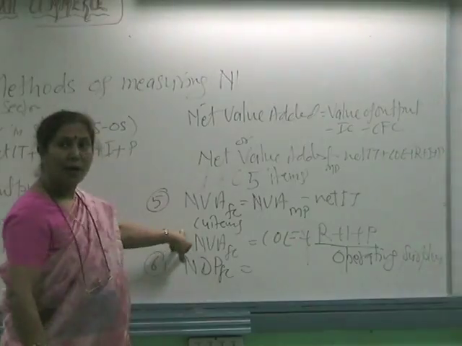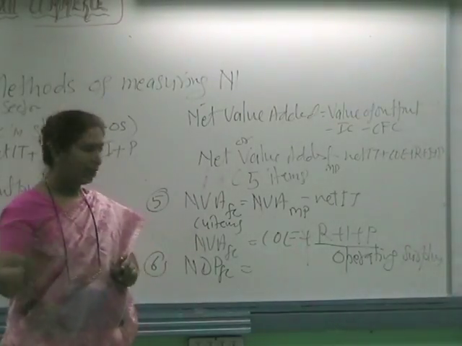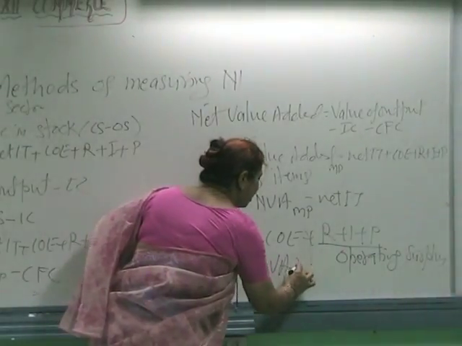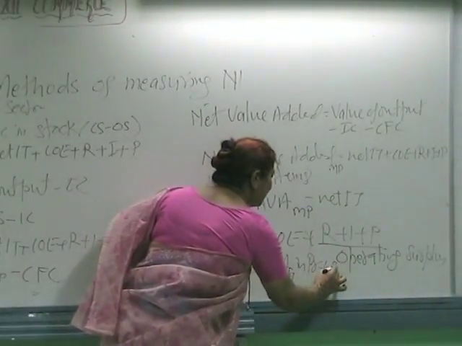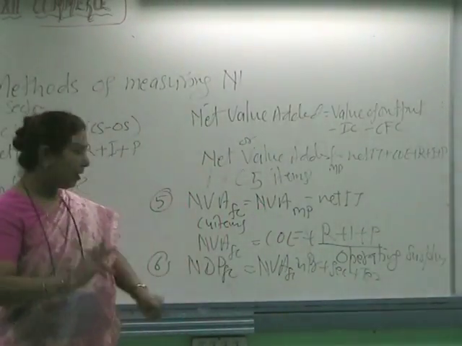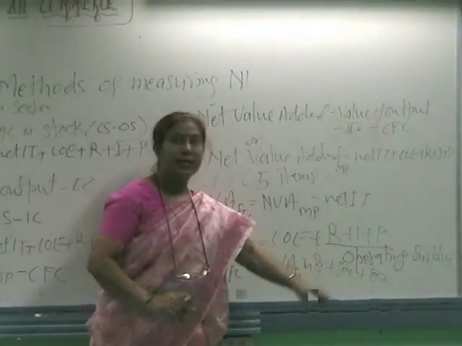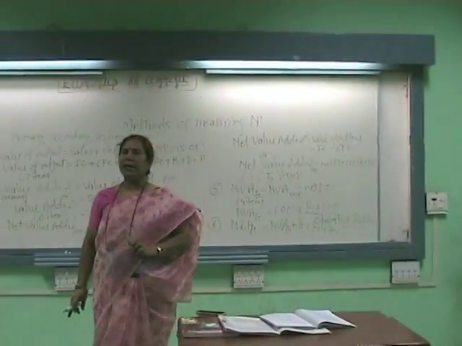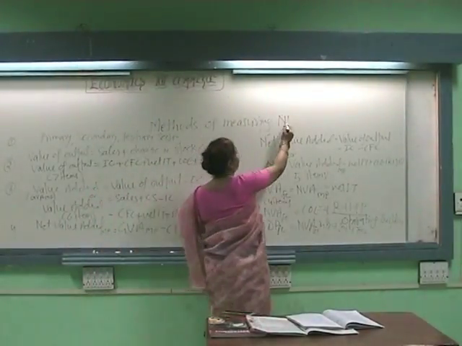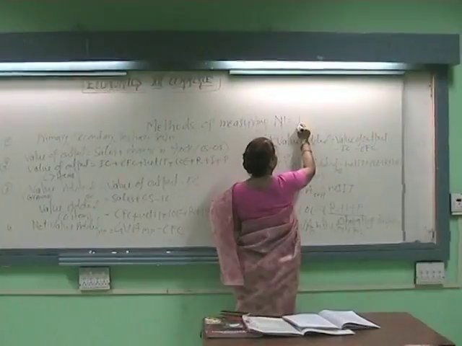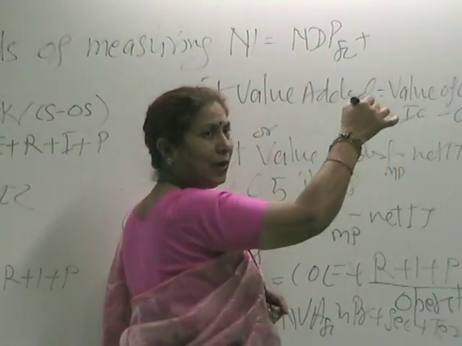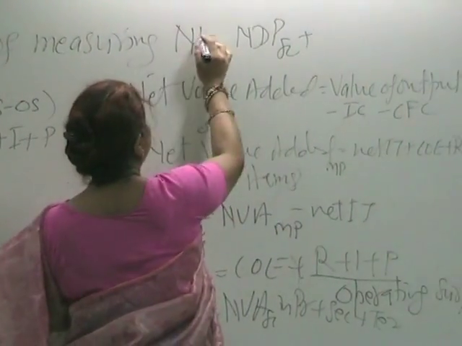Net value added. How many sectors are there? 3 sectors. So what we do? Net value added at factor cost in primary plus secondary plus tertiary. If you add net value added at factor cost in all the 3 sectors, you will get NDP at factor cost. Now, after that, you have to calculate national income. National income is nothing but NDP at factor cost plus what you have to add? This is nothing but NNP at factor cost.